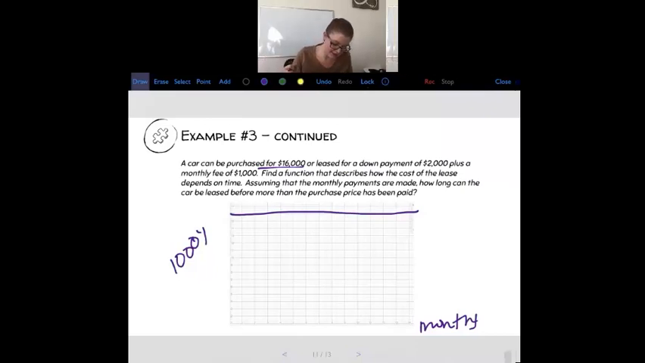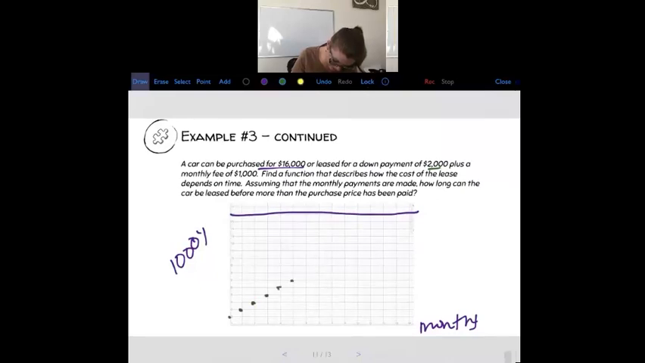Okay. The lease I'm going to do in green. So we start off at $2,000, and then it's $1,000 per month. So I go up $1,000 over a month, up 1,000 over a month, and I keep going. Right, and where these two meet is where the price is equal. So that's at 14 months, just like we found. And so after 14 months, you see how the green line is above the purple line? After 14 months, it's more expensive to lease than to outright buy the car.